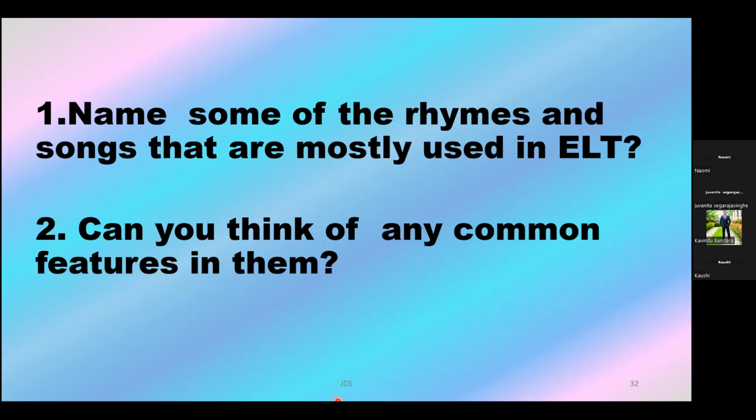Baa Baa Black Sheep. Old MacDonald had a farm, E-I-E-I-O. Then what else? Hickory Dickory Dock. Humpty Dumpty. Jack and Jill. Billy Boy. You have several songs. Oh, where have you been, Billy Boy? Right?